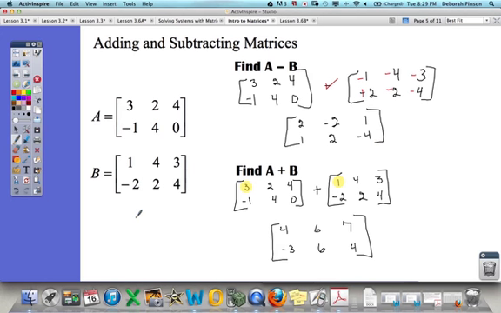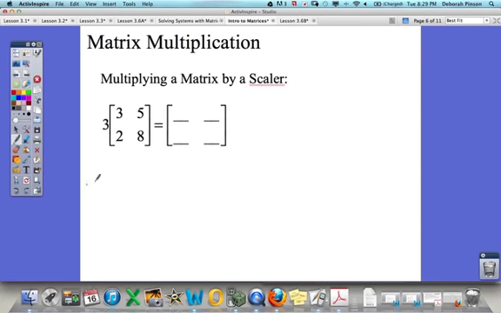So let's look at multiplication. And we're going to look at two kinds of multiplication. The first one is multiplying a matrix by a scalar. That just means by a number. Now, when you're doing that, you just distribute it out. That's it. So, 3 times 3 is 9. 3 times 5 is 15. You get the idea. Super easy.